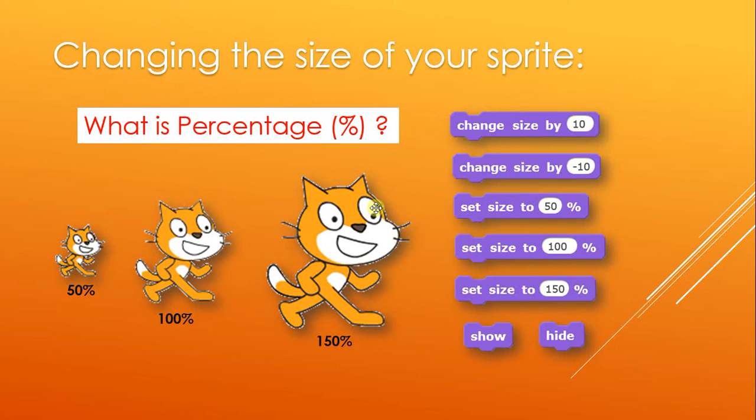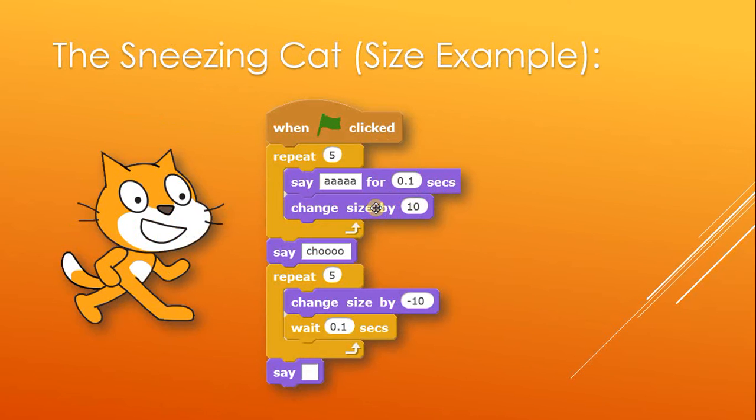Okay, so as you can see here, we have the change size and set size, and we have the show and hide commands. Basically, if you want to hide your sprite in the middle of a sequence, just use the hide, and you can bring him back using the show command. Using what we've just done, here's a little code as a size example that makes him sneeze. You can either copy it off the board, or if you're really intuitive, you can go and find it in your samples.